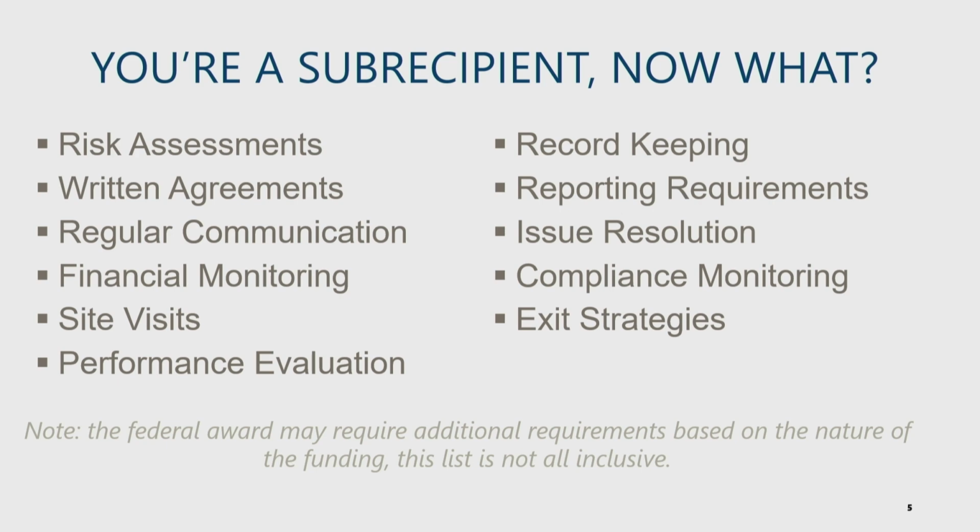of the project. The pass-through entity and the subrecipient must establish clear exit strategies in case the subrecipient is unable to fulfill their obligation or the contract would need to be terminated. It's important to note that this is not an all-inclusive list, and there will likely be additional requirements based on the federal award.